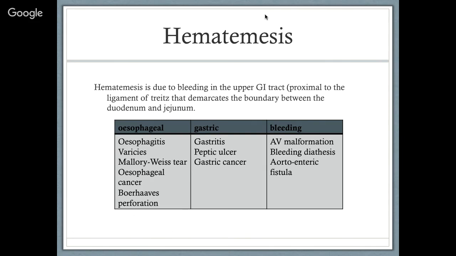Also, in any station where there's bleeding, no matter where the bleeding has come from, think of things that are going to cause bleeding in patients. So an AV malformation or an aortic-enteric fistula, or general things, like if they're on anticoagulation or they have some other clotting disorder, things that might cause bleeding systemically in a patient. This obviously isn't an exhaustive list.